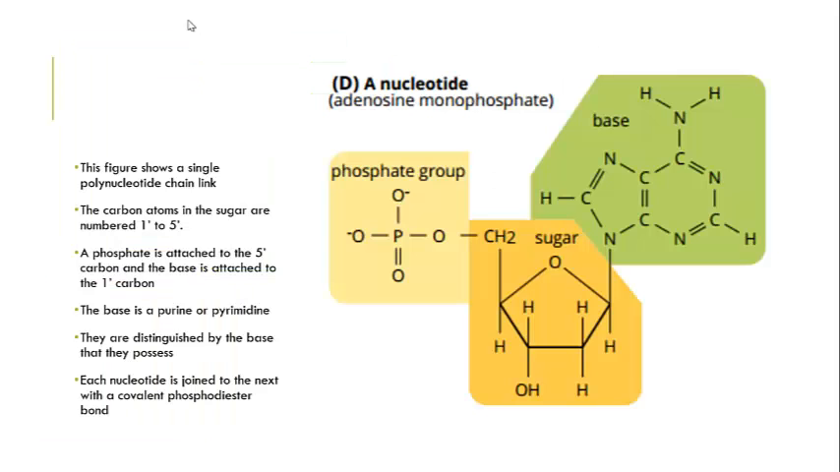So when we look at that as a whole, what it does is it shows how we can create our nucleotide and our DNA as a double-stranded helix, which is something we'll go on to in just a second. So when we're looking at this figure on the right-hand side, D, this figure is showing a single polynucleotide chain link. Then the second dot point says the carbon atoms in the sugar are numbered 1 to 5.